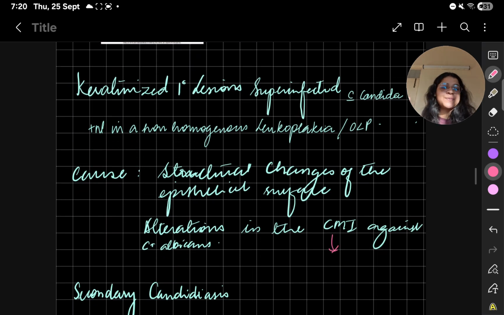Now we come to keratinized primary lesions, superinfected with candida. So as we know, leukoplakia we will learn later. There is a structural change in the epithelium which predisposes it to more candidal colonization, and there could be alteration in the cell-mediated immunity against Candida albicans. This is cell-mediated immunity.